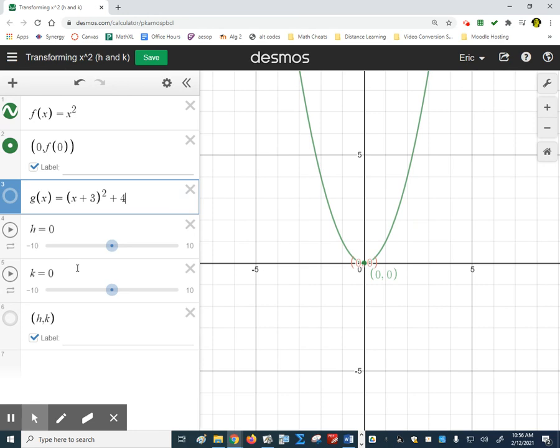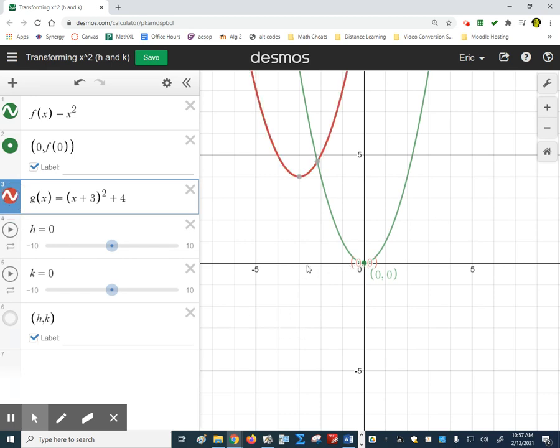Make a prediction. What's that going to do there? So I took my regular parent graph, x squared, and I added 3 to x inside the function, and I added 4 outside the function. Okay, so left 3 and up 4. That sounds good. Sure enough, that's what it did, isn't it?